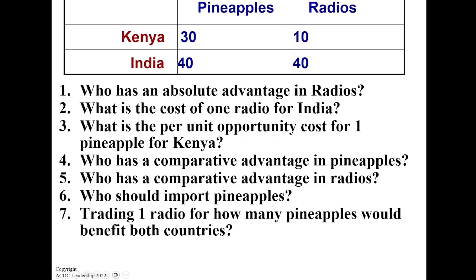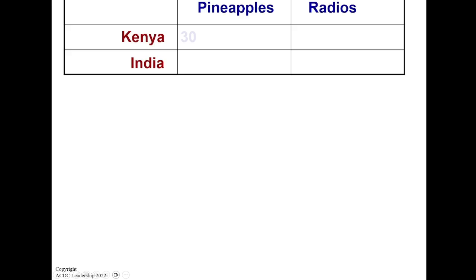So now let's look at terms of trade. Essentially, India and Kenya will be trading. For example, Kenya will give India 20 pineapples for, let's say, 15 radios in return. So that could be a term of trade. But we have to decide if it's beneficial for both countries. So if we make a graph, we'll load this data from earlier.